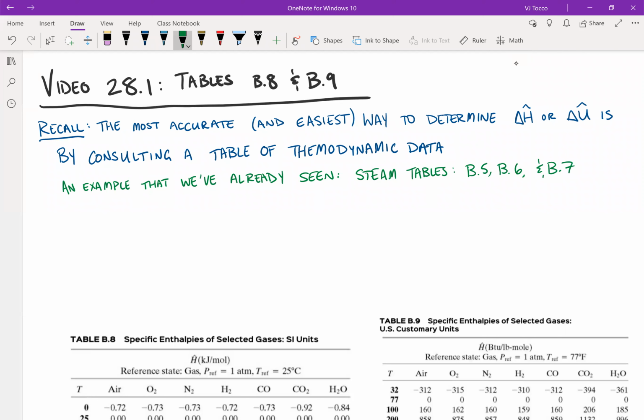In your textbook, they're table B5, B6, and B7. And that is because water is so common and so studied that we can devote that many pages in our textbook. Three tables are devoted to just that one chemical at a range of pressures, temperatures, and state of matter. However, there are some other common chemicals that we might see. And for those, we can go to table B8 and B9.